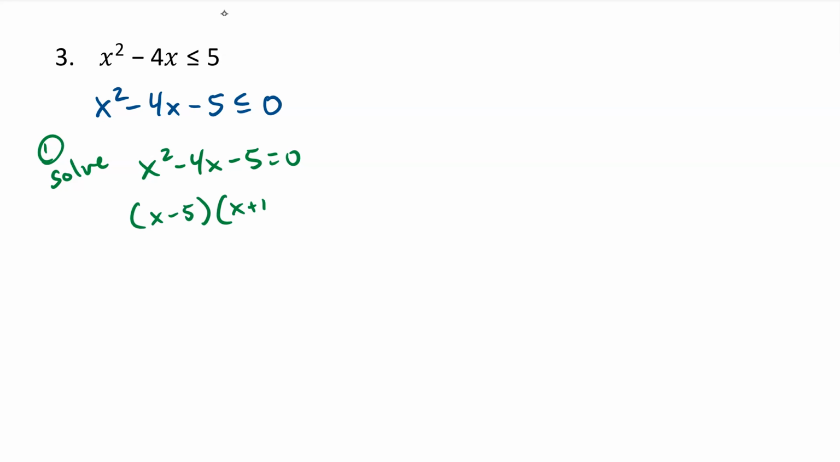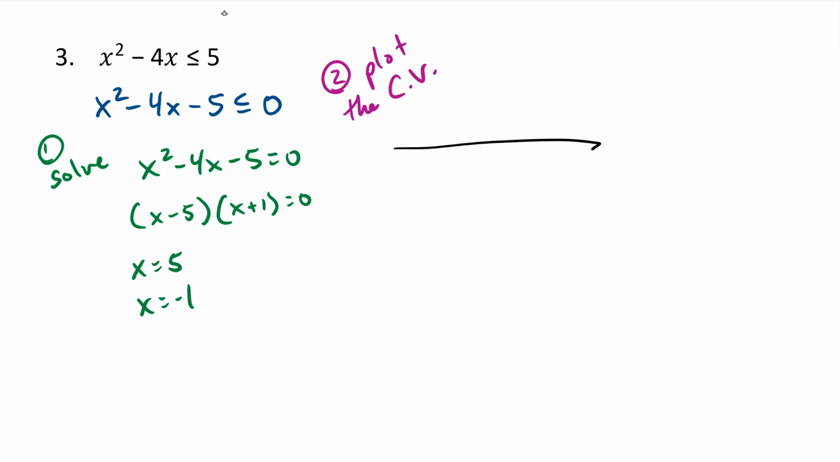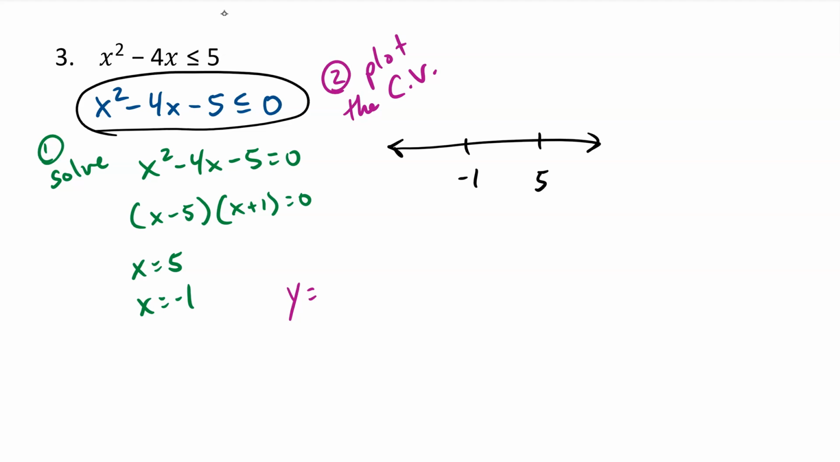X minus 5, x plus 1 are the two factors that work. So x equals 5 and x equals negative 1 are my two critical points. So I want to plot the critical points, the critical values, on a number line graph, negative 1, positive 5. And then the quick way to get to my answer is to sketch the parabola associated with that inequality. So I'm sketching a graph of y equals x squared minus 4x minus 5. That parabola is going to open upward.